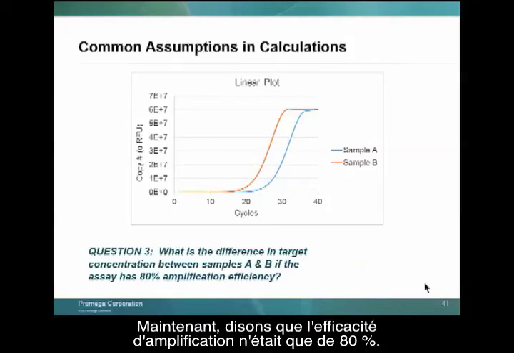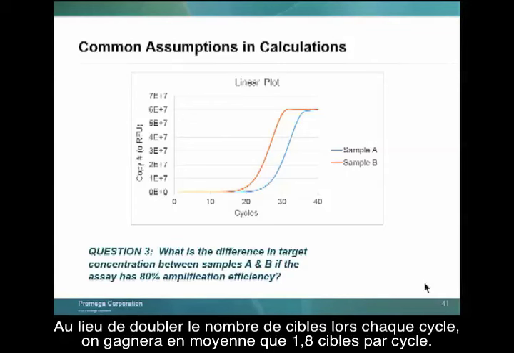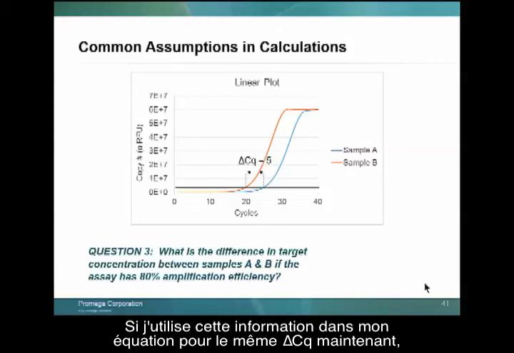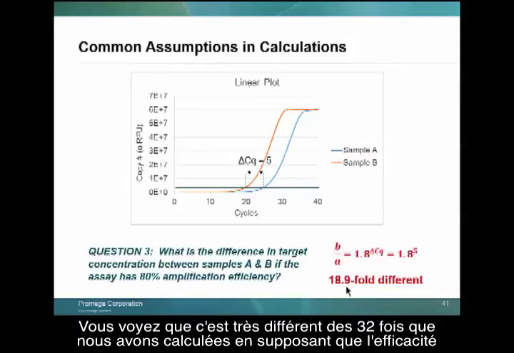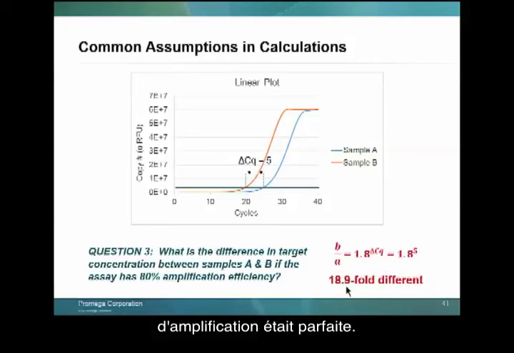Now, however, let's say amplification efficiency is only 80%. So now instead of having 2 targets after every cycle for 1 starting target, now we're going to have on average 1.8 targets for every starting target. If I plug this information into my equation for the same delta Cq, I have B over A equals now 1.8 instead of 2 raised to the delta Cq, which is an 18.9-fold difference. So this is really different than that 32-fold difference that we saw if we assumed perfect amplification efficiency.